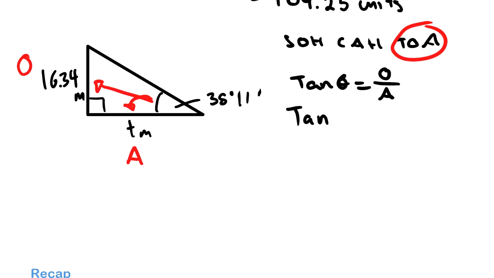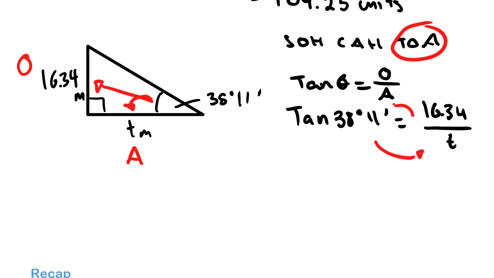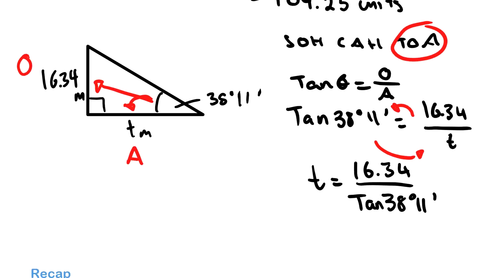And now we do our substitution. So 38 degrees and 11 minutes equals 16.34 over T. Use our trick and swap those two positions. And we get T equals 16.34 over tan 38 degrees and 11 minutes, which you put in the calculator to get 20.8. Does it have units? Yes, in meters, so we put meters there.